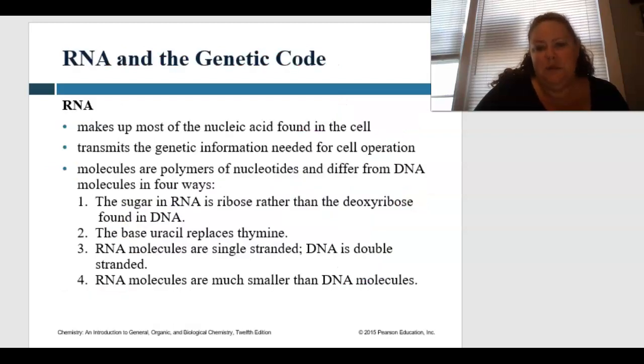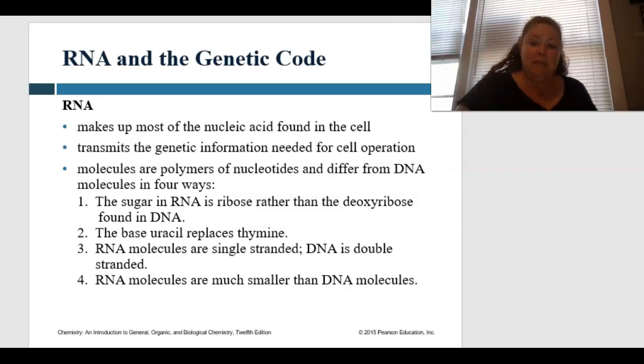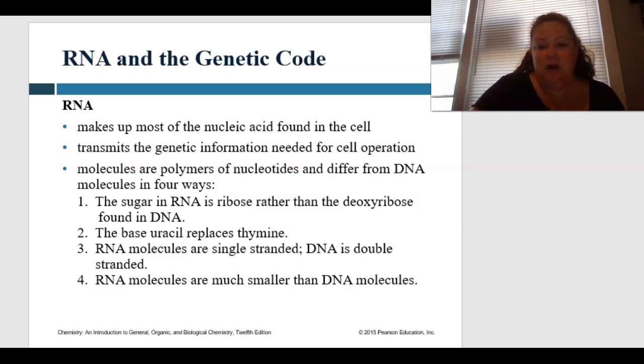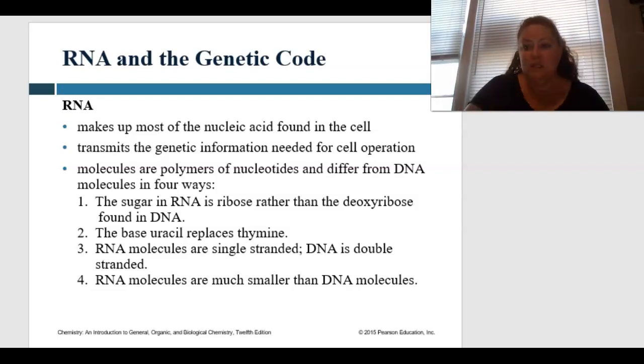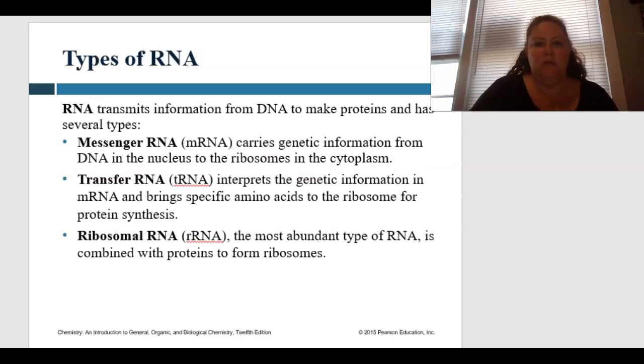RNA makes up most of the nucleic acids that are found in the cell, and it transmits the genetic information that's needed for cell operation. The molecules are polymers of nucleotides and differ from DNA molecules in 4 different ways. One is the sugar on the RNA is a ribose rather than the deoxyribose that's found in DNA. Then the uracil replaces the thymine because, like I said, it's a little bit of a diva. And then the RNA molecules are single-stranded, where DNA is double-stranded. And the RNA molecules are much smaller than the DNA molecules.